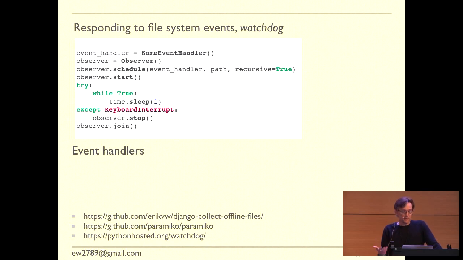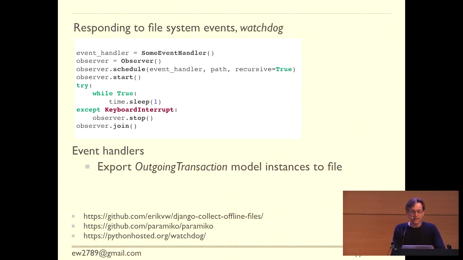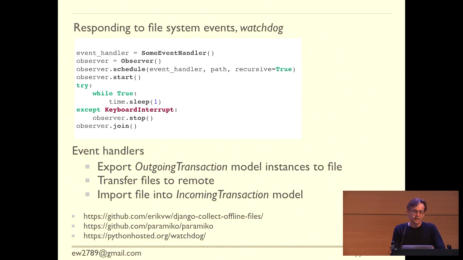For any sort of event, you just pass it an event handler. This is just some simple code coming from its own documentation. We had different event handlers. One was to export the outgoing transactions to a file. Another one would transfer files to a remote system, so the file's created and then it can move to the remote system. And another one would be that as soon as a remote system file gets dropped into a directory, it then pulls it up into the incoming transaction model.